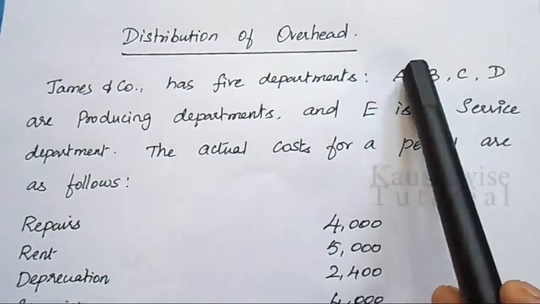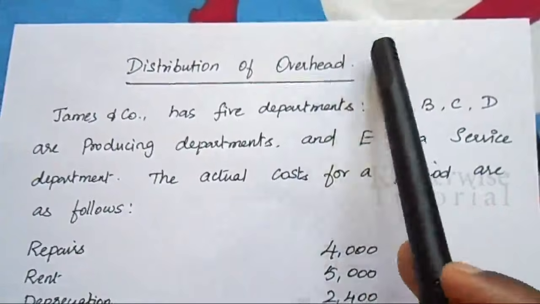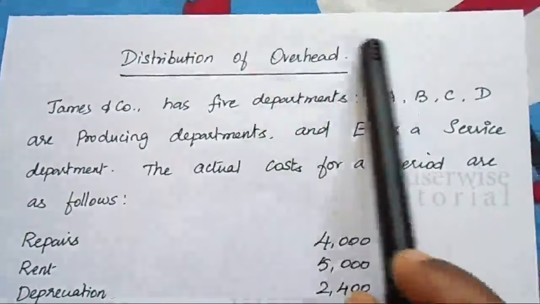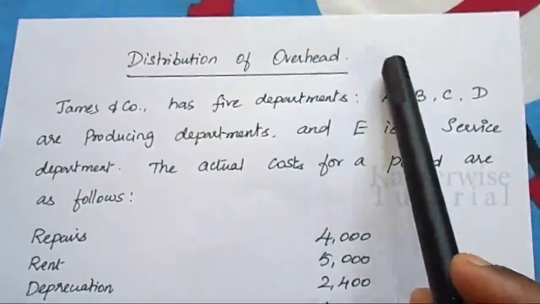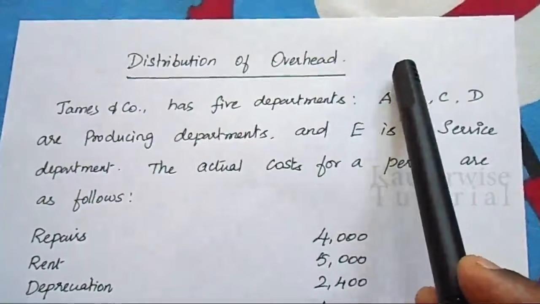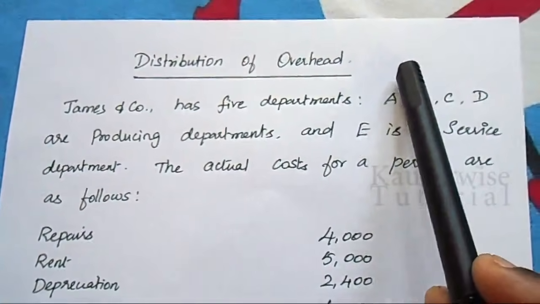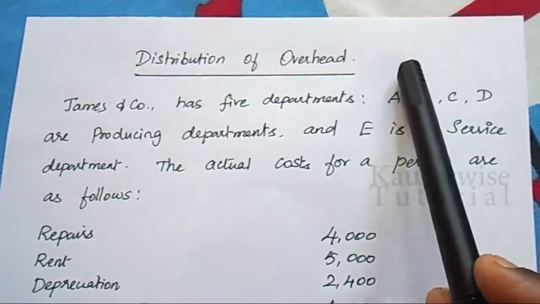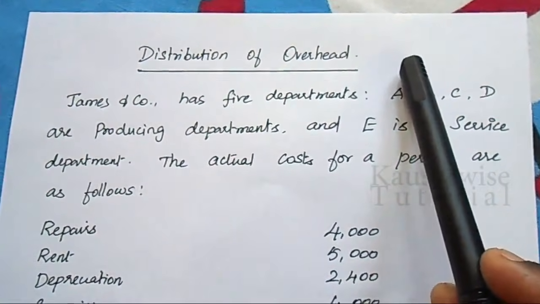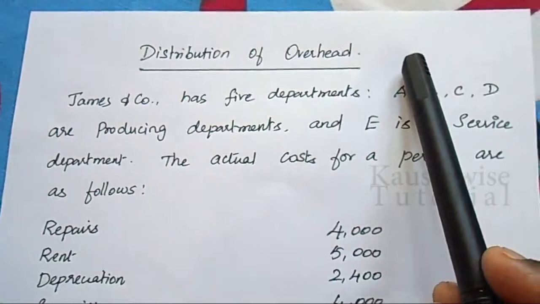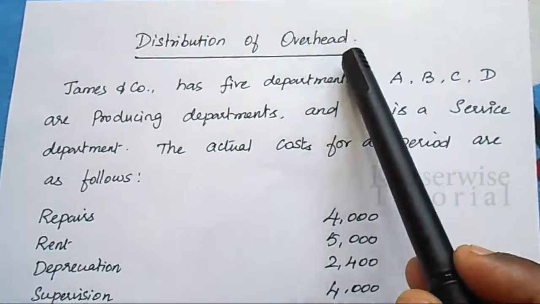Hi, in this video I am going to explain distribution of overheads. What is the meaning of overheads? Overhead means indirect expense. In an organization, generally all the expenses are classified into two categories: direct expense and indirect expense. The indirect expense is in the form of indirect material, indirect labor or indirect expenses. So all the indirect expenses combinedly are called overheads.